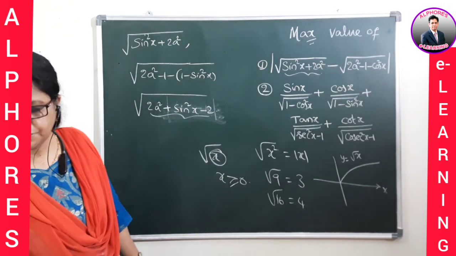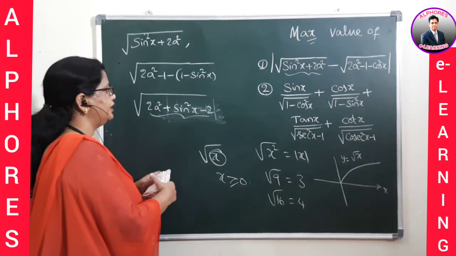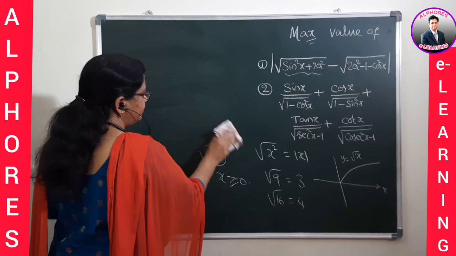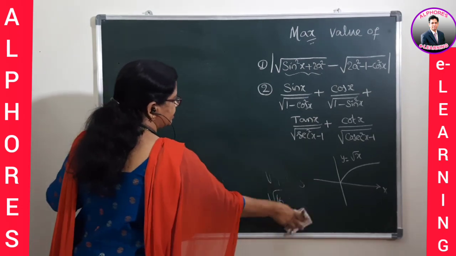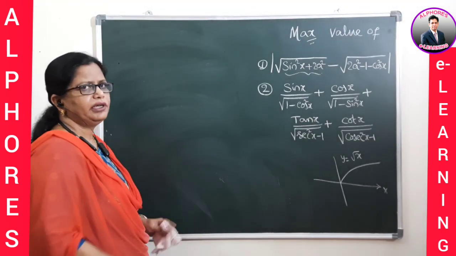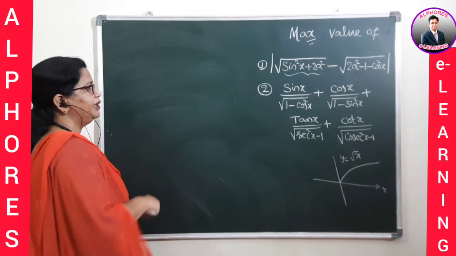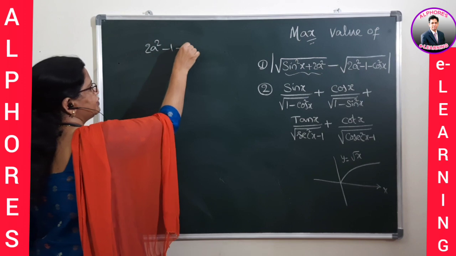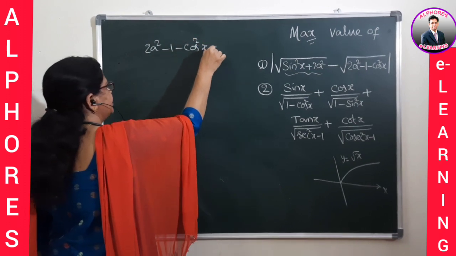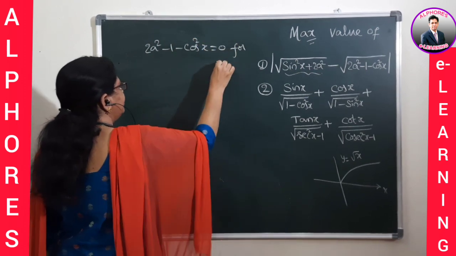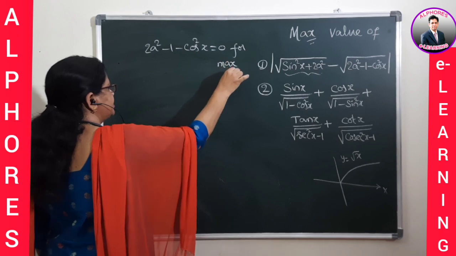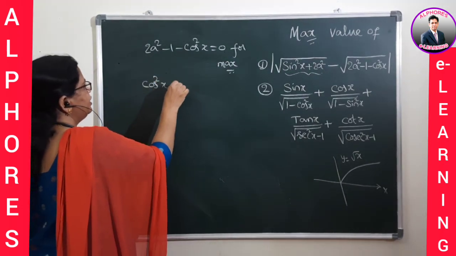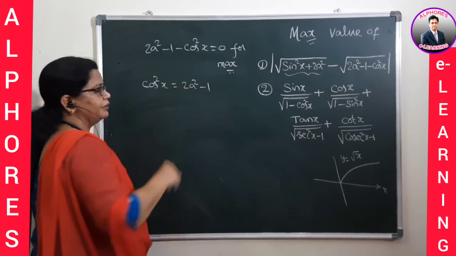So let us write, students, that particular value. Now let us equate this one to 0, because we have decided the second term is 0. That is a smaller value compared to the first one. So 2a square minus 1 minus cos square x must be 0 for maximum. For the maximum value this has to be 0. That implies cos square x is equal to how much here? 2a square minus 1.